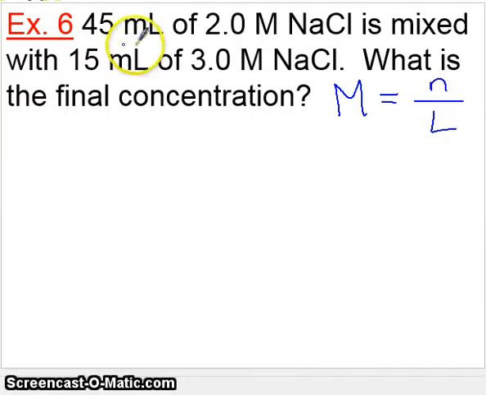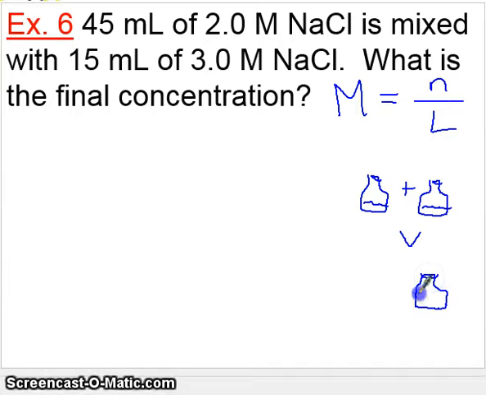We have 45 milliliters of 2.0 molar sodium chloride mixed with 15 milliliters of 3.0 molar sodium chloride. What is the final concentration? What we're doing here is essentially we have two bottles, and we just have a little bit left in each. 45 mils in this one, 15 in this one. We're going to mix them together, so we're going to put them together in a final bottle, and we're asking what is the molarity now of the final bottle.